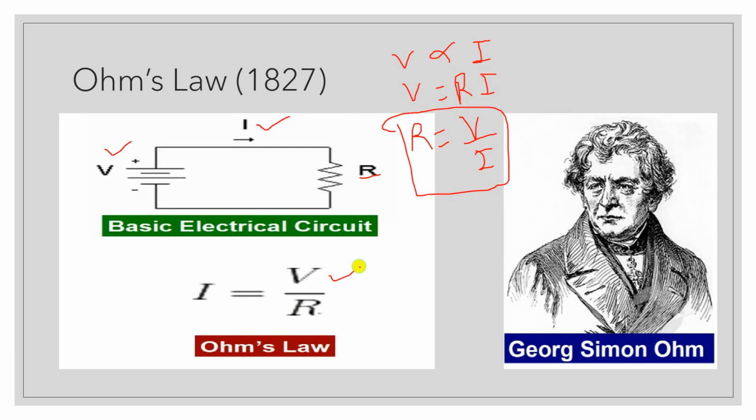According to this formula, Ohm's law gives two relationships. The potential V is directly proportional to the resistance, which means as the resistance increases, the potential also increases. And the resistance is inversely proportional to the current, which means if the resistance increases, the current decreases. Similarly, if the resistance decreases, the current increases. That is the inversely proportional relation of resistor and current.